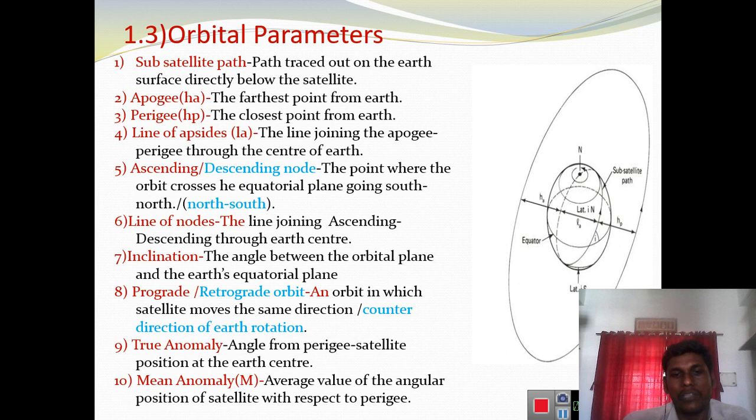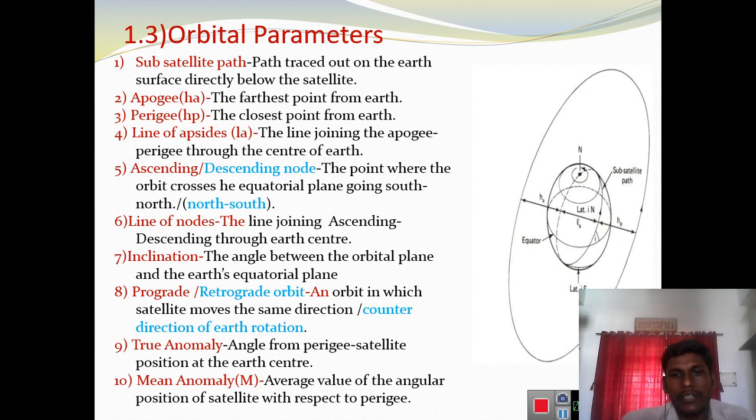And the true anomaly: we have to find the exact angle with respect to the perigee point. Perigee is the closest distance between the satellite and Earth's center, and from this point we measure the angle. And the mean anomaly is the average angle.